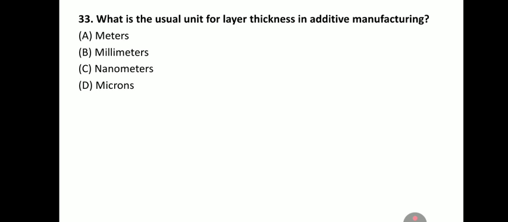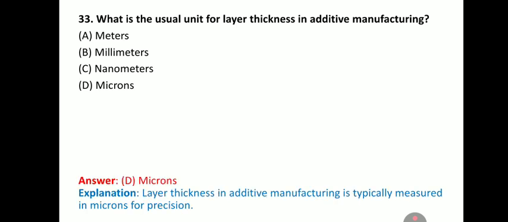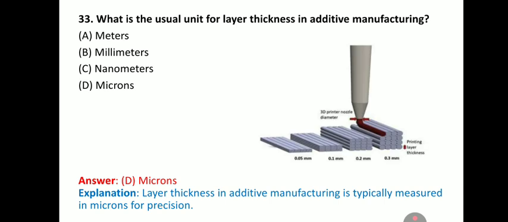What is the usual unit of layer thickness in additive manufacturing? The answer is micron. So here you can see different layer thicknesses, and the unit of layer thickness is micron.